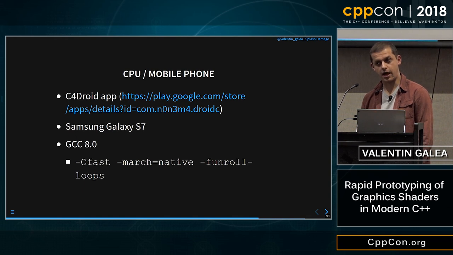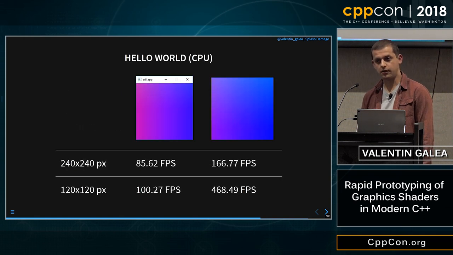There's a very nice Android app called C4 Droid that allows you to have GCC. And again, with OFast and similar optimizations. So we're gonna have this very unfair kind of comparison and see where we're going. So let's do a hello world.